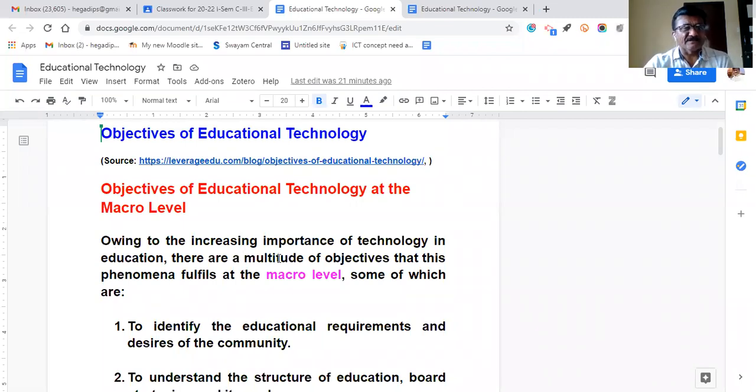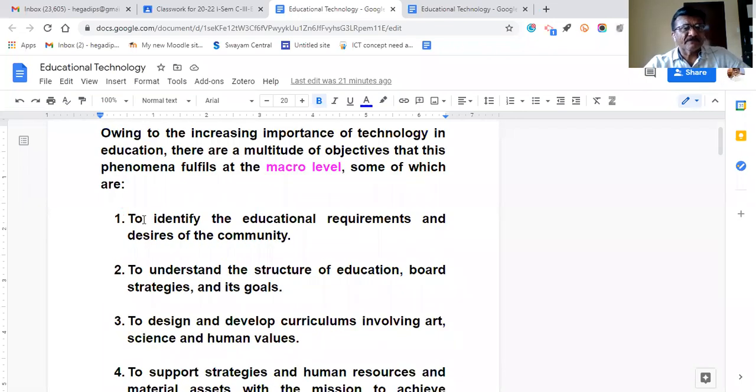The first one, just have an eye on it. To identify the educational requirements and desires of the community, as I said. The first and foremost objective is identification of the requirement, the need, what the people wanted, that has to be first identified, and the desires of the community. So desires are going to keep changing right now here. Understand my point?